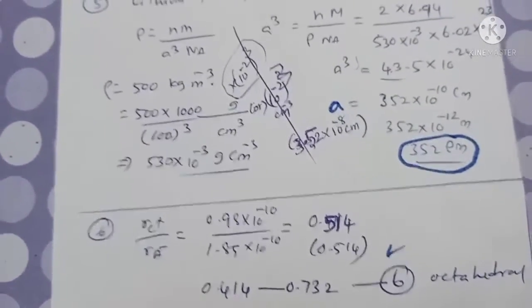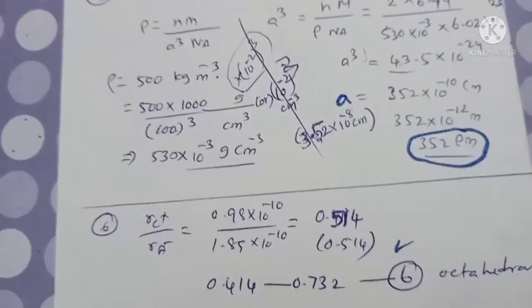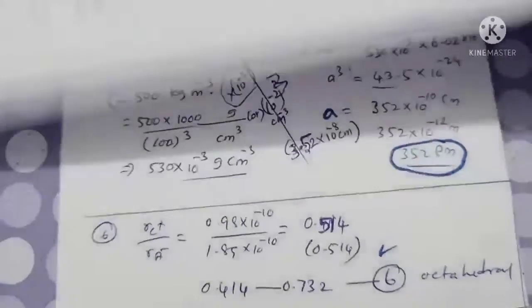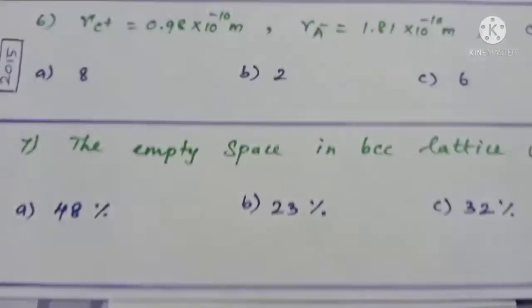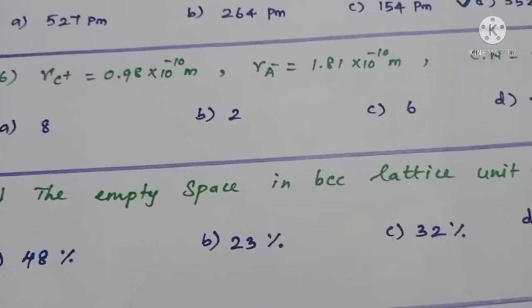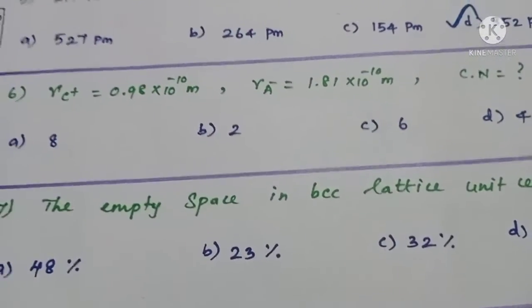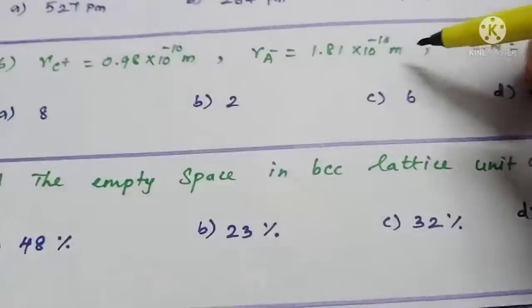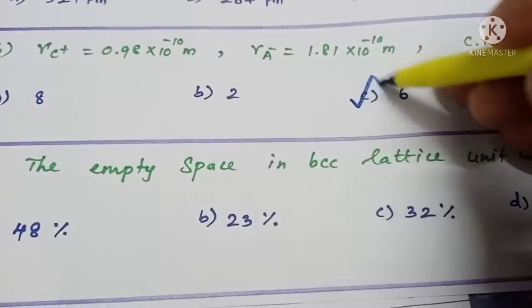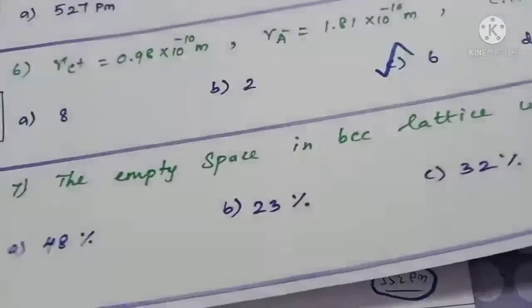And we have other ranges also. Here the answer is 6. Looking at the options, option A is 8, B is 2, C is 6, so option C is the right answer. And we have other ranges also.